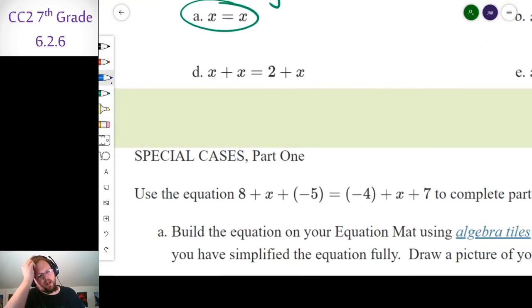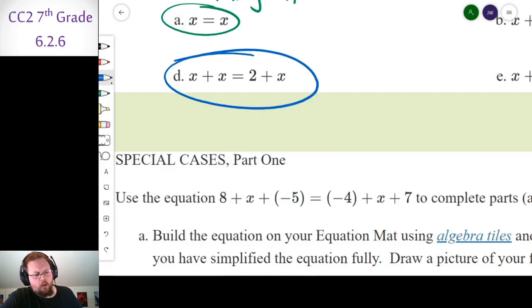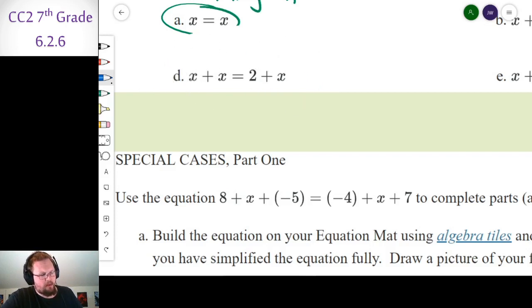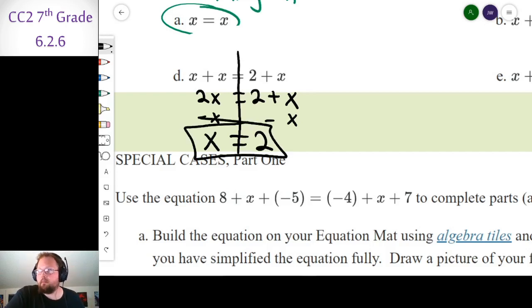Then you start trying to figure out what works for this. Let's just say you were solving this equation, and you want to solve it and see what happens. My solving step is to subtract. x plus x is equal to 2x equals 2 plus x. You say, well, let's put the x's on the left because there's more of them. I subtract an x away. I get an x on the left is equal to 2. Well, I have got a definitive x equals 2 answer.